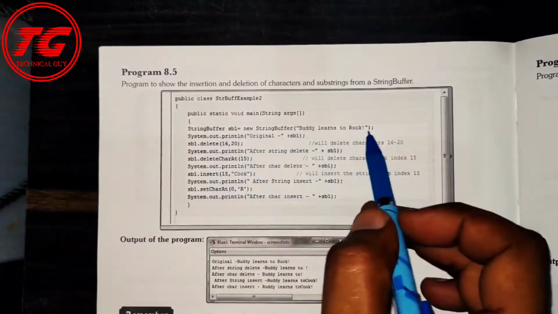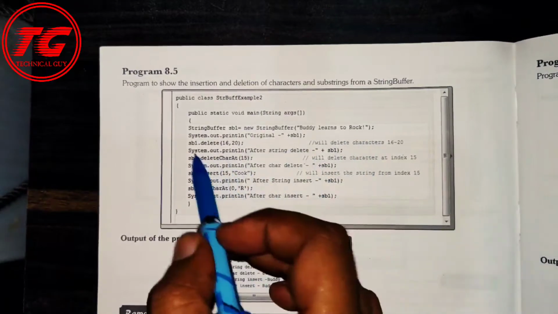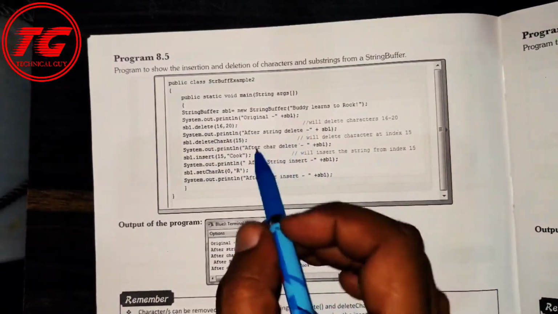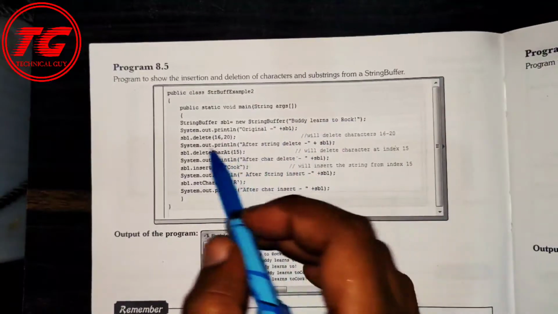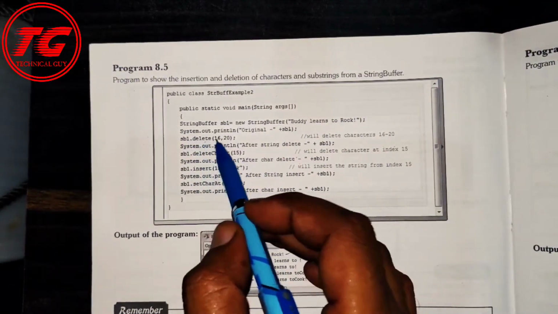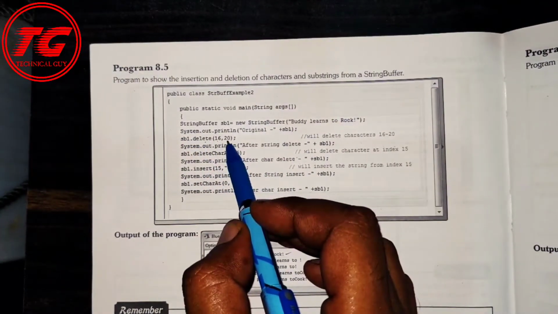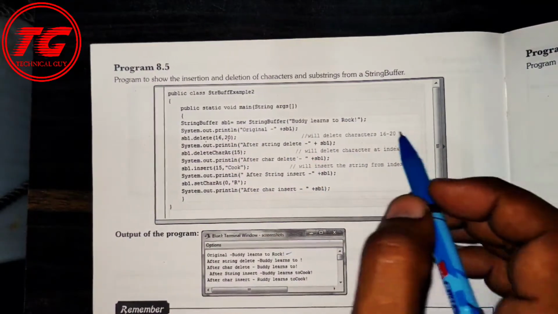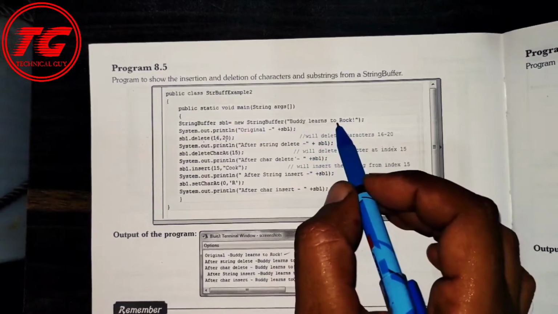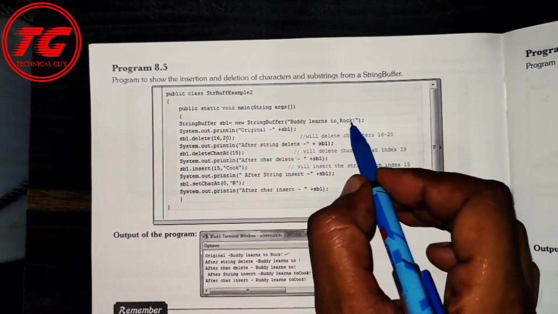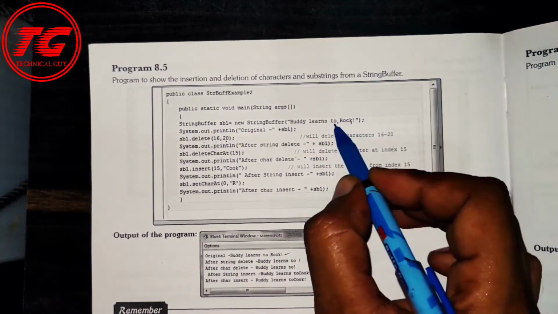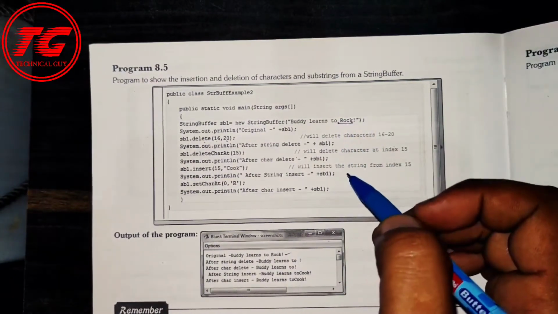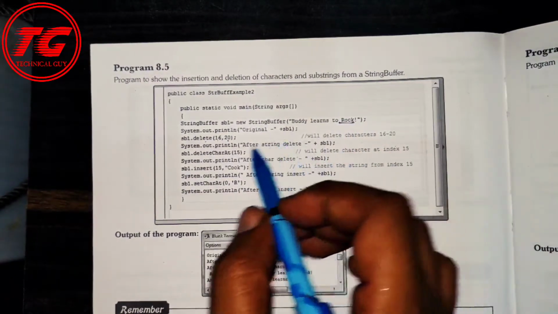This is the string buffer, buddy learns to rock. This is printed, the original string will be printed as is. So this is the original string buffer, sb1.delete(16, 20). So the characters from 16 to 20 will be deleted. 16 will be from this space till K. So space and rock will be deleted from the string buffer.